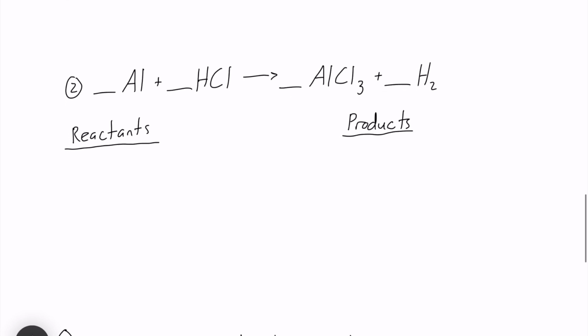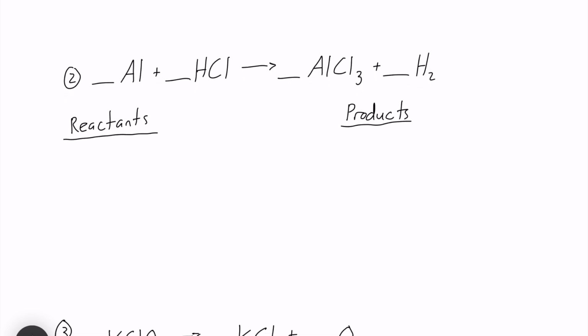A little bit of a longer one here. We have aluminum reacting with hydrochloric acid, resulting in aluminum chloride and just hydrogen gas. So we'll write down our reactants. We have aluminum, we have hydrogen, we also have chlorine. We should have the exact same species on our product side as well.